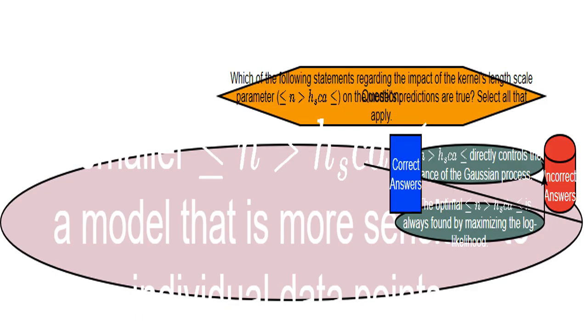This statement is also correct. A smaller length scale implies that only nearby data points are strongly correlated. The model becomes more responsive to local variations in the data. It will fit the training data more closely. However, this increased sensitivity might lead to overfitting.